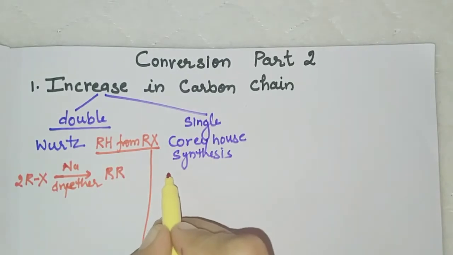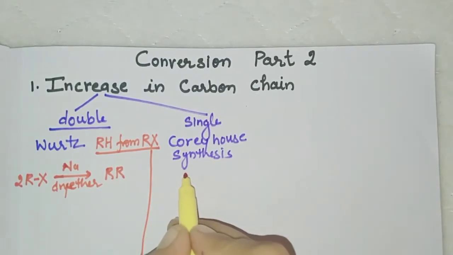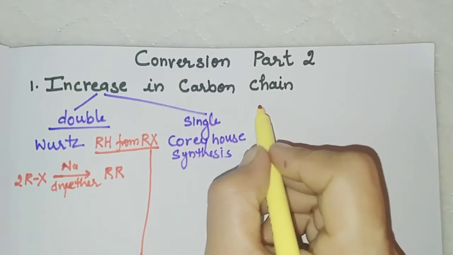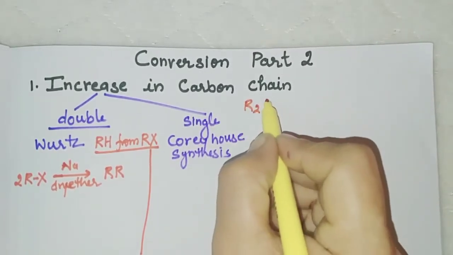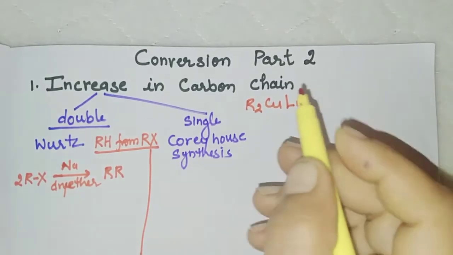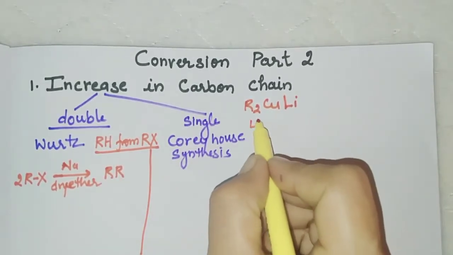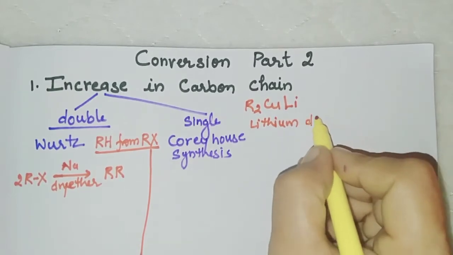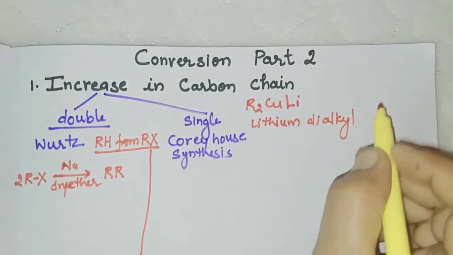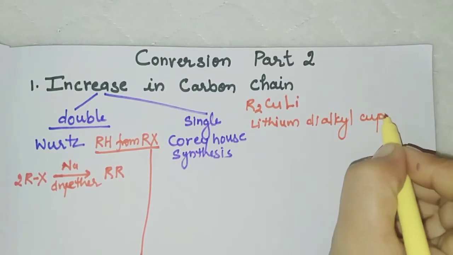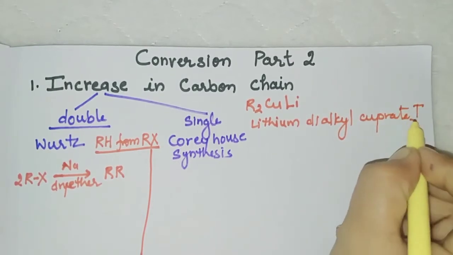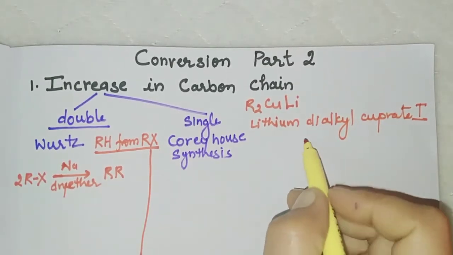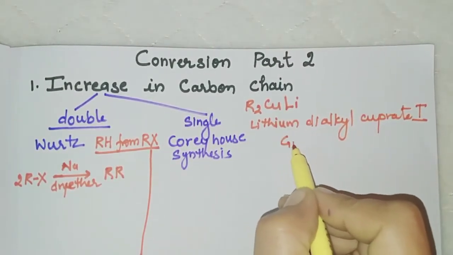The mechanism here is, first of all I must write the catalyst. The catalyst here is R2CuLi. It is called lithium dialkyl cuprate. This is also called Gilman's reagent.